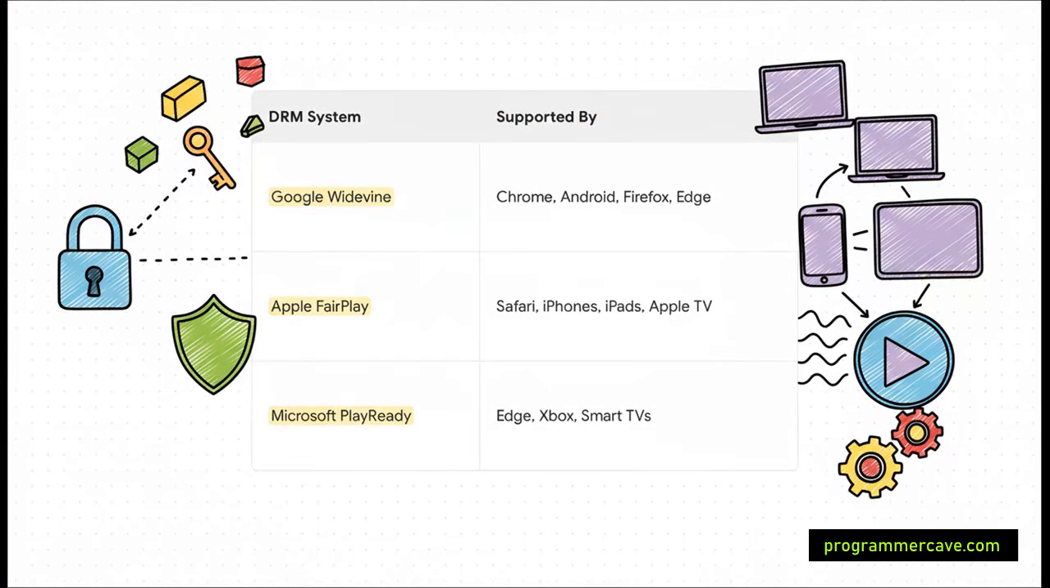For pretty much anything Google, Chrome, Android, Firefox, you need Google's Widevine. For the entire Apple universe, iPhone, Safari, Apple TV, you have to use their system, FairPlay. No choice. And then for a huge number of smart TVs and game consoles, like the Xbox, you'll need Microsoft's PlayReady. The takeaway is simple. To make your service work everywhere, you gotta have all 3 keys for all 3 of these different locks.